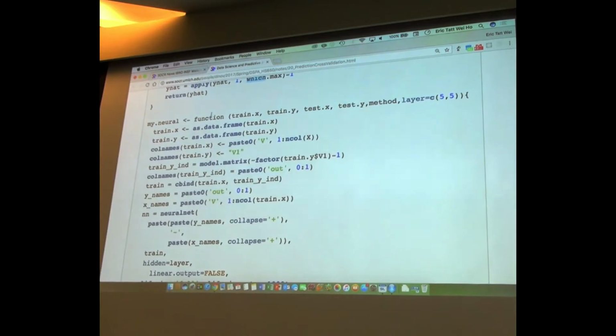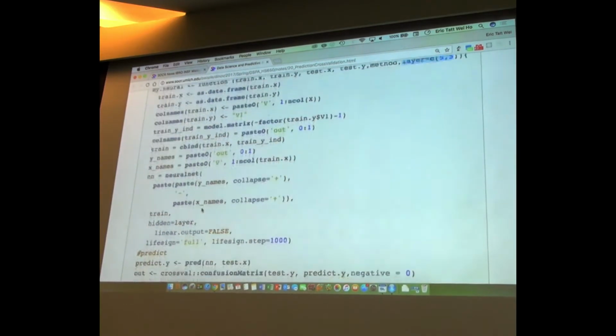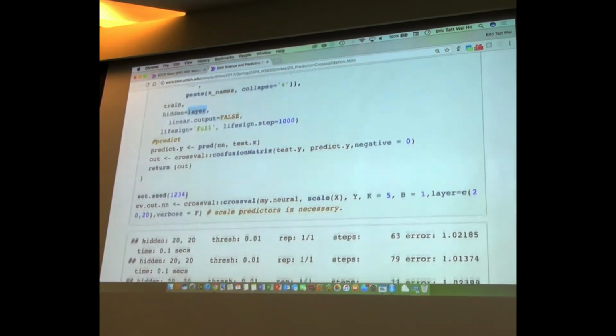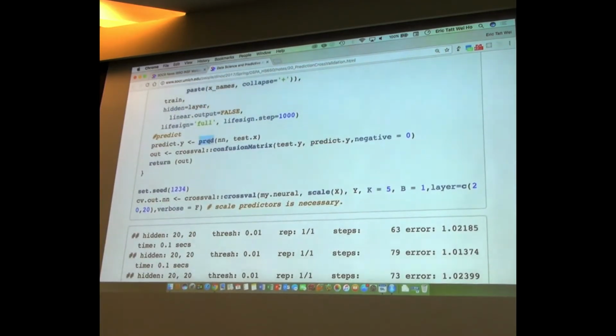And here is the function, takes in the training predictors and the response, as well as the testing predictors and the response, specifies how many layers we are going to use in this neural net, and then calls the neural net with the training data, provides the corresponding layers information. Once it's done, calls the prediction with the test data, and then it simply reports the confusion matrix.